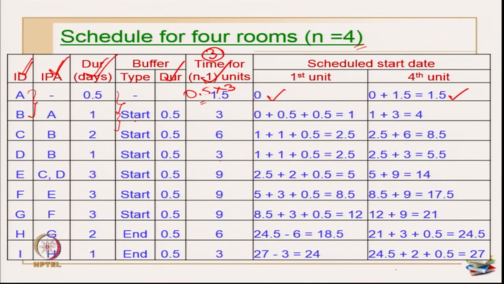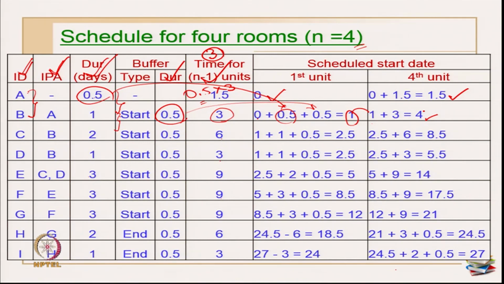The minute you introduce a start buffer, you have to start filling up the first unit. So, what will be the scheduled start date? This is 0, which is coming from here, plus duration of activity A, which is 0.5, plus the buffer between A and B, which is again another 0.5. So, this becomes 1 for me. And when can I start the last unit? As usual, this is 1, plus I need 3 days to finish all my 3 units. So, 1 plus 3, this becomes 4 now.